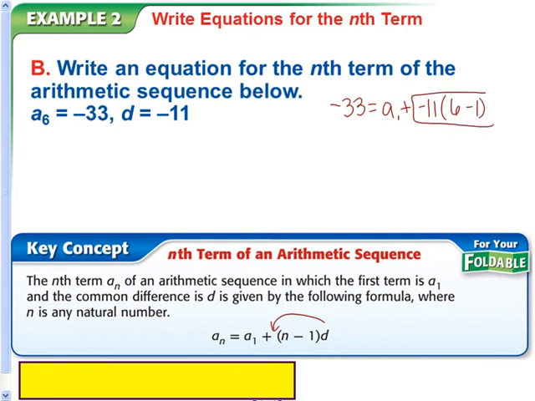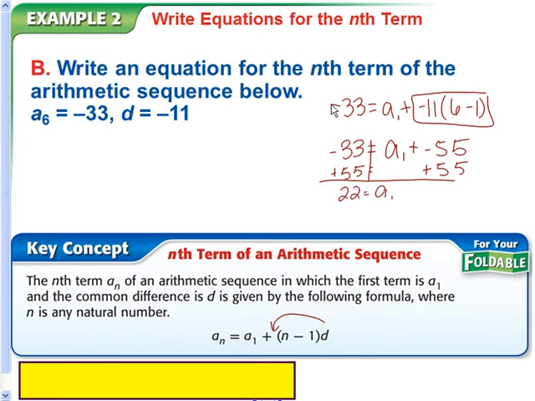Okay, if I calculate this part right here, that's going to be negative 11 times 5, plus negative 55, I can just put it like that, equals negative 33, and then I'd add 55 to both sides. So we get 22 equals a sub 1. Okay, that's one way that you could do it, and then plug it in here. So a sub n equals 22 plus negative 11 times n minus 1. And then we can distribute that through.